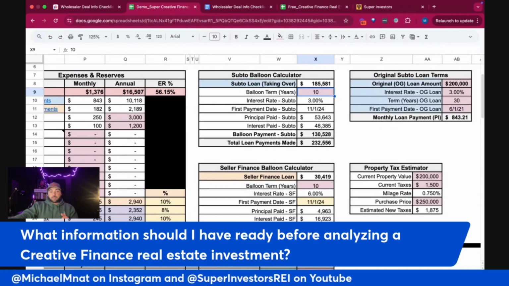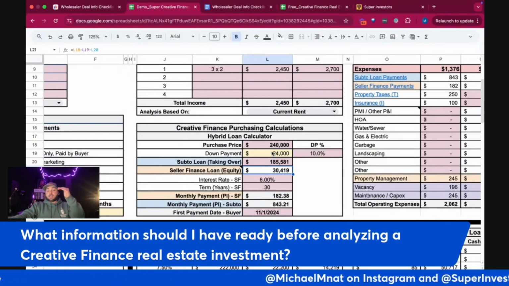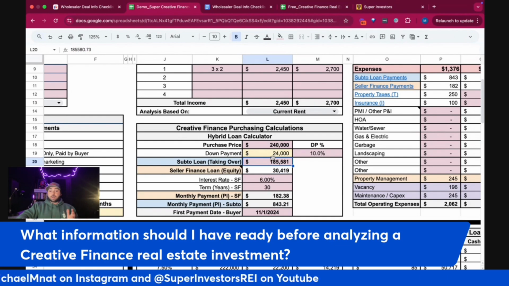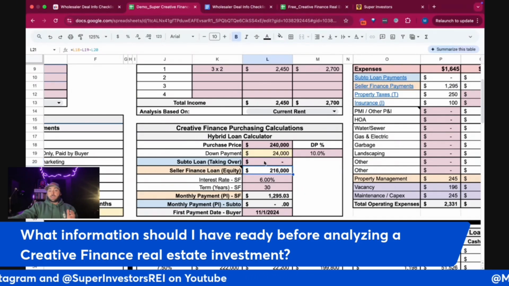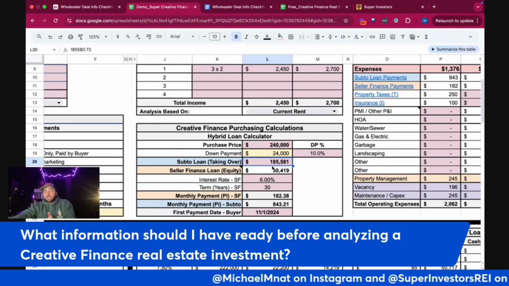And that's very simply your seller finance equity: your purchase price, minus the money you're giving to the seller up front, the down payment, minus whatever sub 2 loan you're taking over, is the seller finance equity. If you have no sub 2 loan, straight seller finance, well, this number drops to 0. Or the opposite, right? It's all sub 2 loan and there's no seller finance, there's nothing remaining.